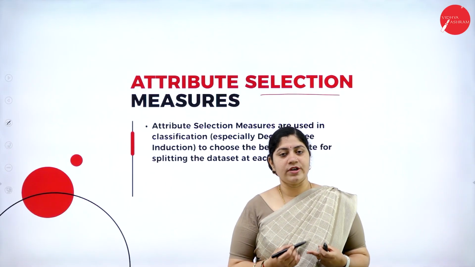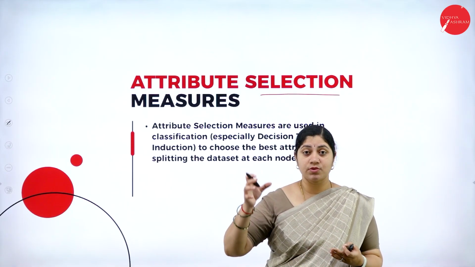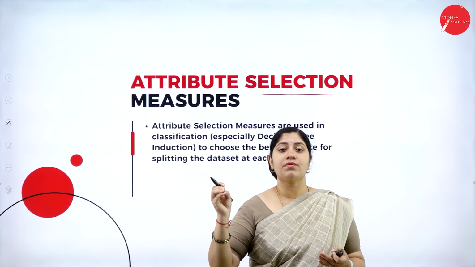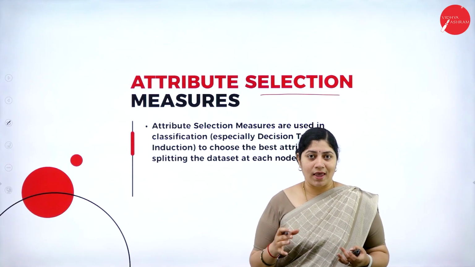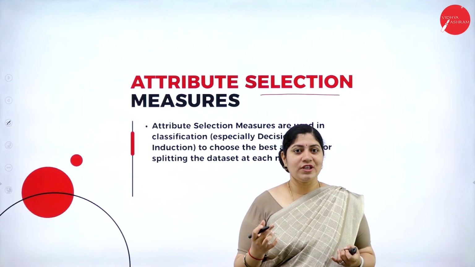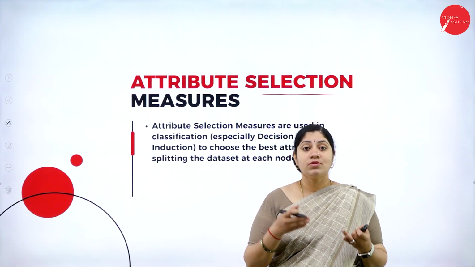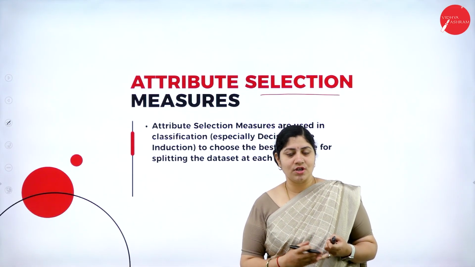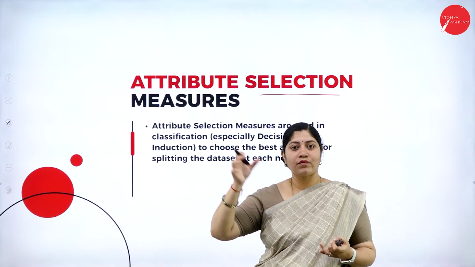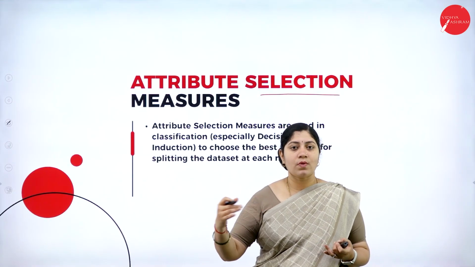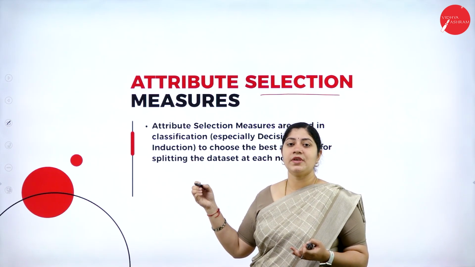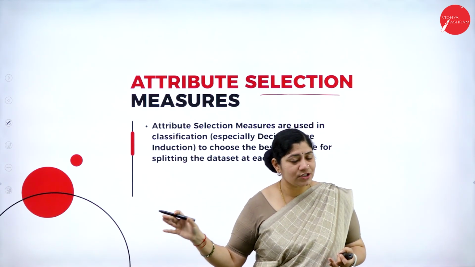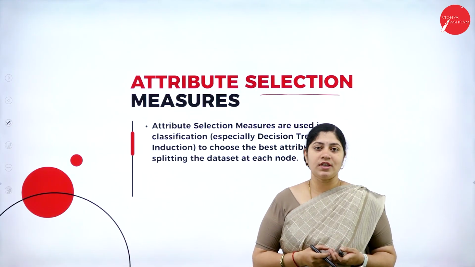Attribute selection measures, as the name itself says, are used to select the perfect attribute or feature according to the requirement. This measure is specifically utilized under decision tree induction. As we saw, there we have to divide or move forward with the attributes, correct? So that's why we use attribute selection measures under decision tree induction.